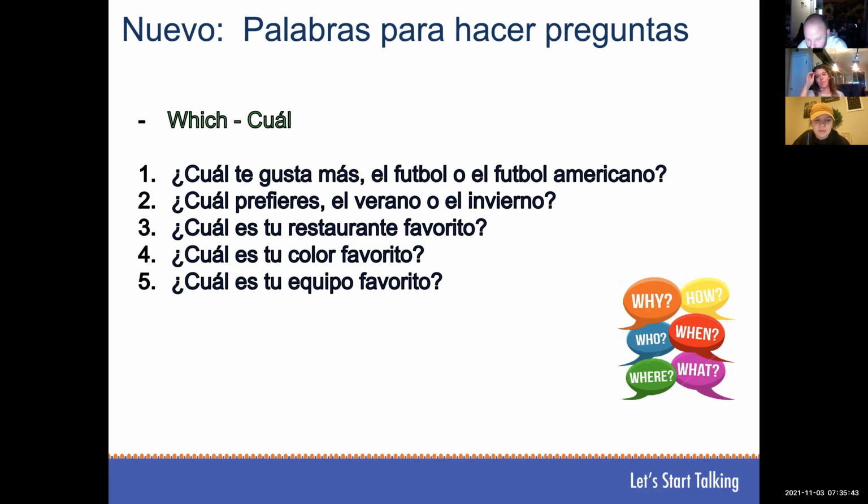¿Cuál es tu equipo favorito? Mi equipo favorito es baseball. So equipo means team, not sport. So my favorite team. By the way, speaking of baseball, my hometown heroes won the last. Braves, yeah. First time in forever. So mi equipo favorito es the Yankees.